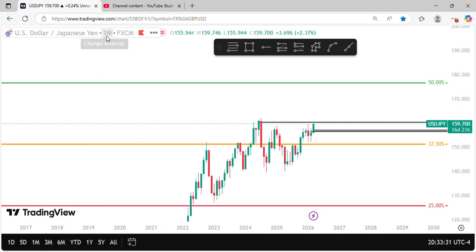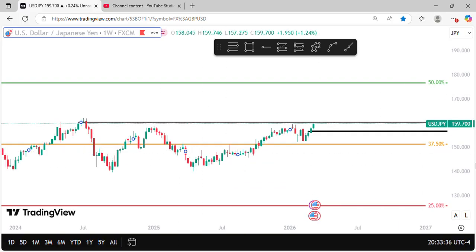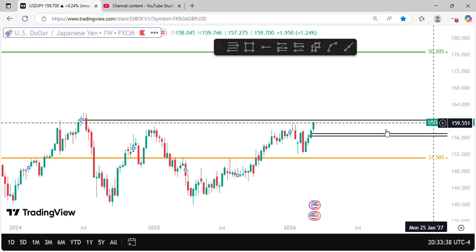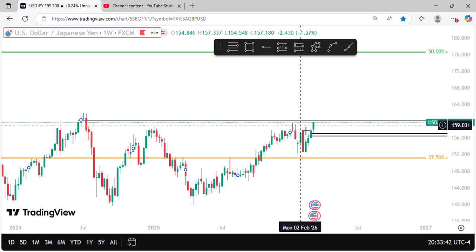Okay, now let us move into the weekly chart. Now inside of the weekly chart, we see that we have already tapped into this order block, right? Tapped into this order block.